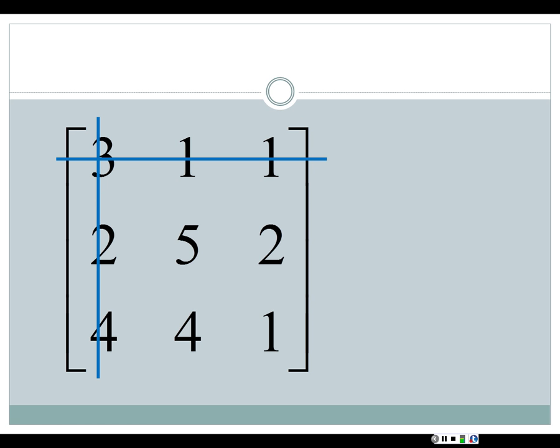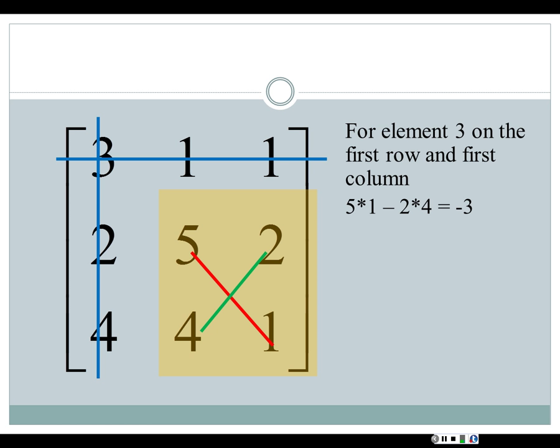If you cross out the first line and the first column that the number is located on, you will get a smaller matrix. That's a 2 by 2 matrix: 5, 2, 4, 1. So you find the determinant of this smaller matrix. And for this smaller matrix, you know how to find the determinant. It's 5 times 1 minus 2 times 3. That is negative 3. And therefore, for the smaller matrix you find by crossing out the row and column that 3 sits on, the determinant is negative 3.